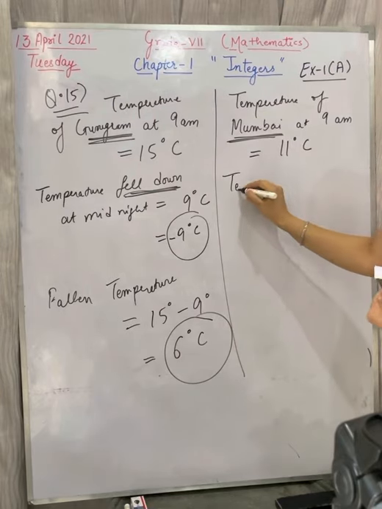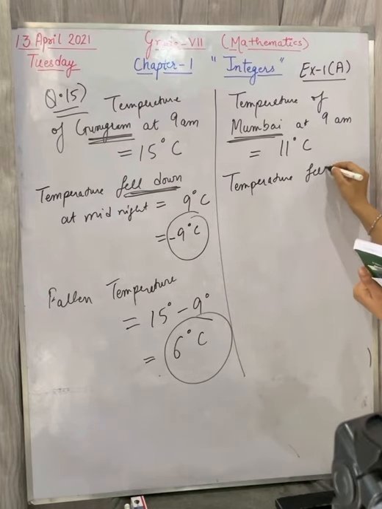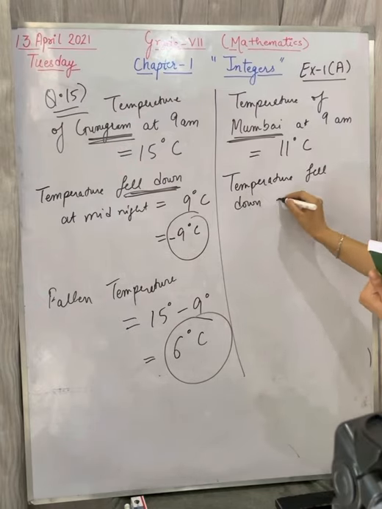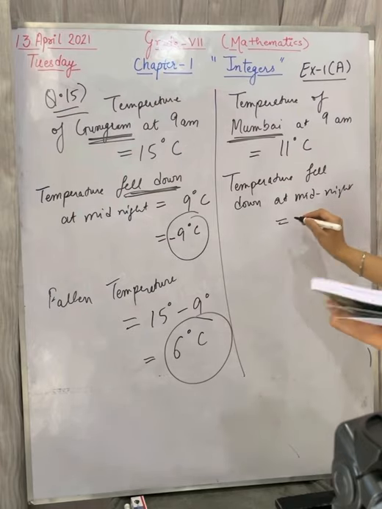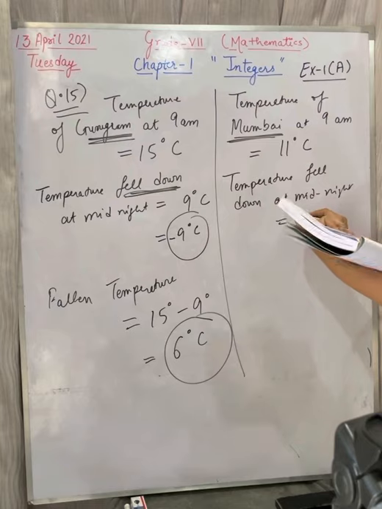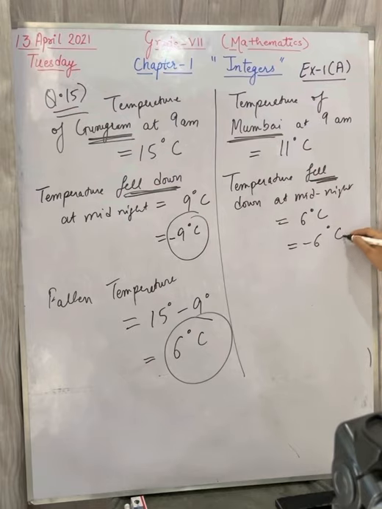Now the temperature fell down at midnight. At midnight, that is equal to 6 degrees Celsius. Fell down means it is minus 6 degrees Celsius.